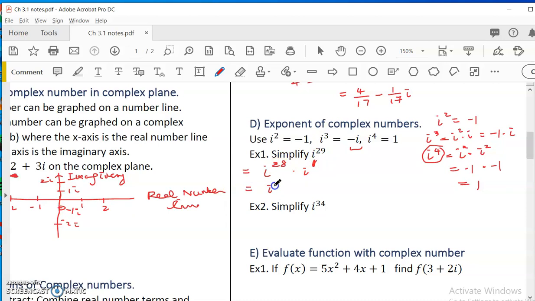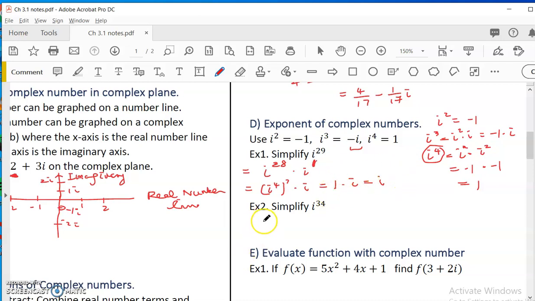i to the 28 is i to the power 4, 7 times. And 1 seven times is just 1, right? Times i. So ultimately I have 1 times i, that's equal to i. It's just a complex number. Anything that results of an operation is a complex number.